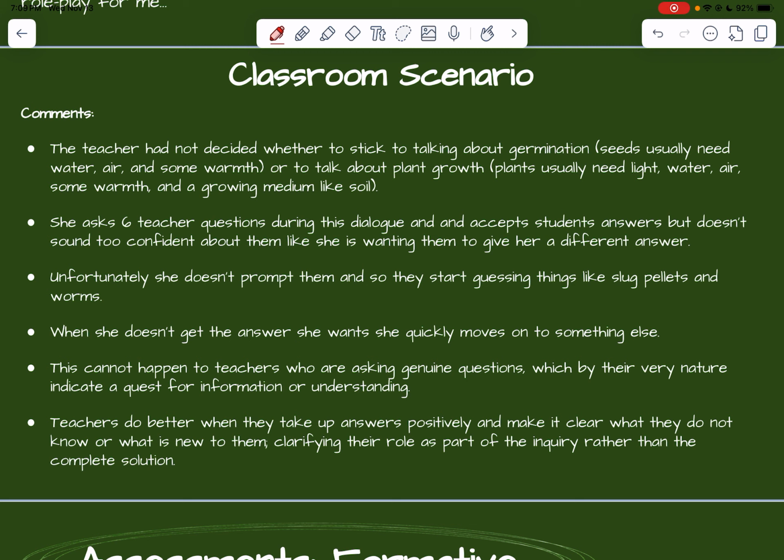This cannot happen to teachers who are asking genuine questions, which by their very nature will indicate a quest for information or understanding instead of just random guessing. Teachers do better when they take up answers positively and make it clear what they do not know or what is new to them, clarifying their role as part of the inquiry rather than the complete solution.